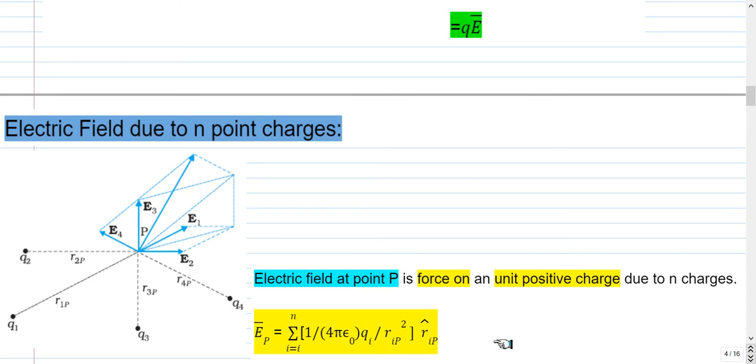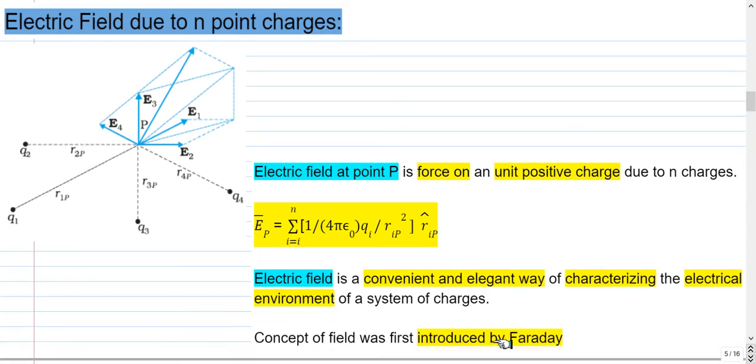If you have more than one point charge, like in a system of n point charges, then we can find the electric field at a point P as the force on a unit positive charge due to the remaining charges. In this particular example, there are 4 point charges Q1, Q2, Q3 and Q4, and suppose you have to find the electric field at point P, which is the force on a unit positive point charge. Then we have to find the force due to these individual charges and sum them up. That force is the electric field vector.